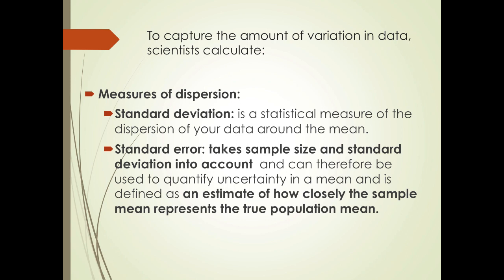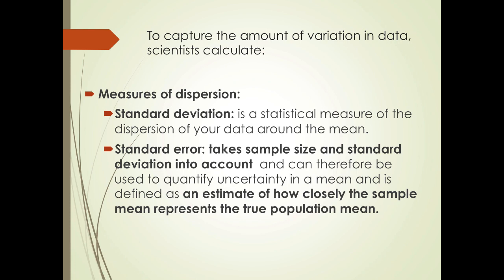We also have measures of dispersion. This is the standard deviation and standard error. Standard deviation is a statistical measurement of the dispersion of your data around the mean, while the standard error takes the sample size and standard deviation into account and can therefore be used to quantify uncertainty in a mean, and is defined as an estimate of how closely the sample mean represents the true population mean.